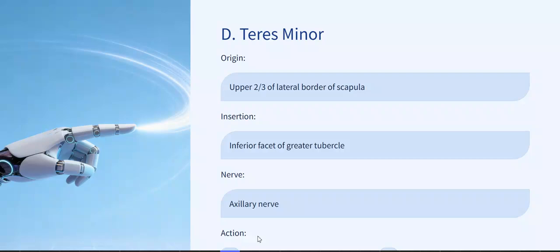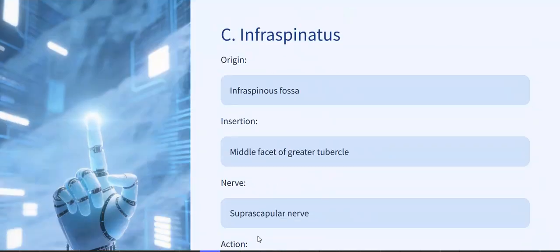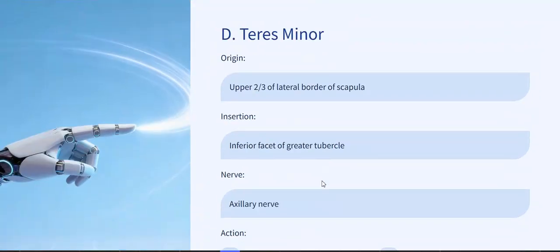C. Infraspinatus. Origin. Infraspinous fossa. Insertion. Middle facet of greater tubercle. Nerve. Suprascapular nerve. Action. D. Teres Minor. Origin. Upper 2/3 of lateral border of scapula. Insertion. Inferior facet of greater tubercle. Nerve. Axillary nerve.